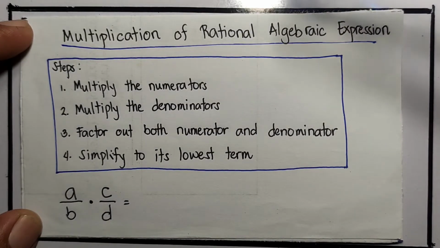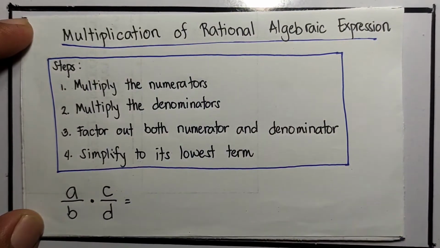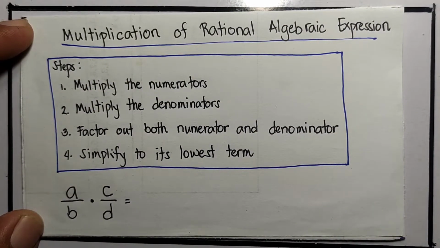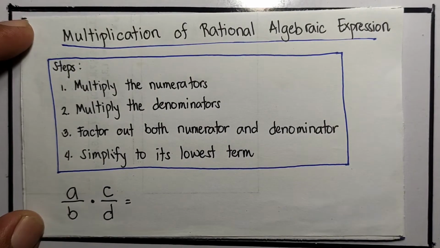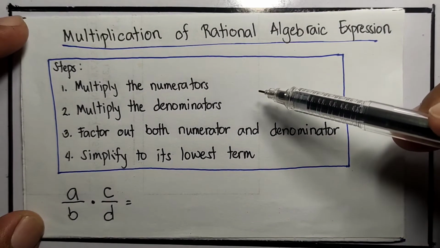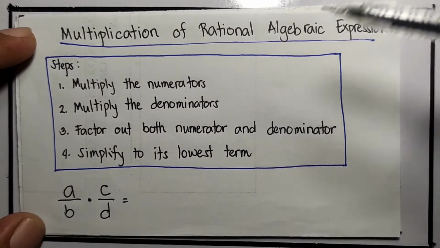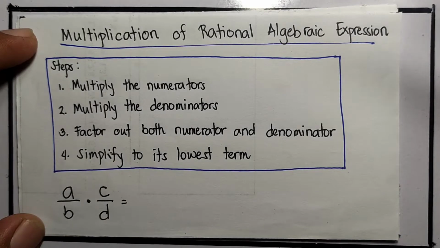Ang video natin ngayon ay tungkol sa multiplication of rational algebraic expression. Okay, here are the steps in multiplying rational algebraic expression. Multiply the numerators, multiply the denominators, factor out both numerator and denominator, simplify to its lowest term.